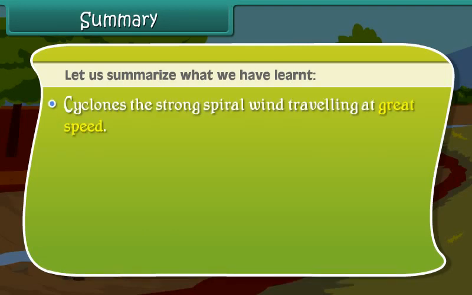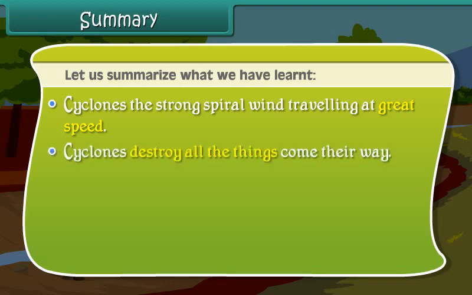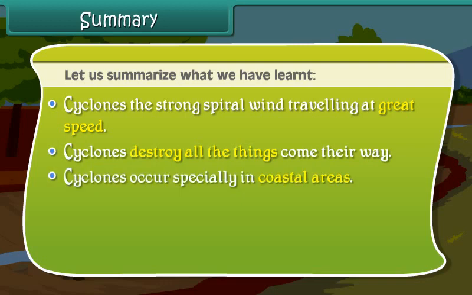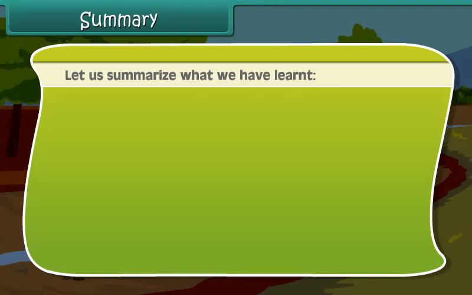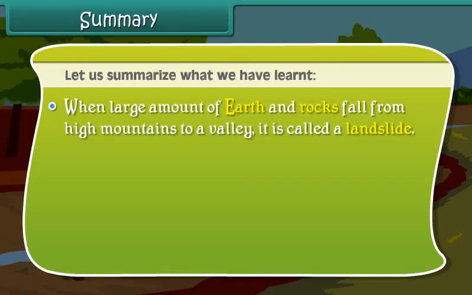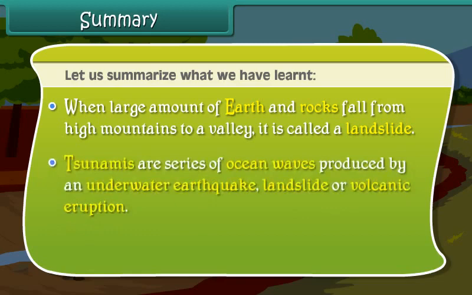Cyclones are strong spiral winds traveling at great speed. Cyclones destroy all the things that come their way. Cyclones occur especially in coastal areas. Flash of lightning occurs when the sky is filled with dark clouds. Lightning burns everything where it strikes. When a large amount of earth and rocks fall from high mountains to a valley, it is called a landslide. Tsunamis are series of ocean waves produced by an underwater earthquake, landslide or volcanic eruption.